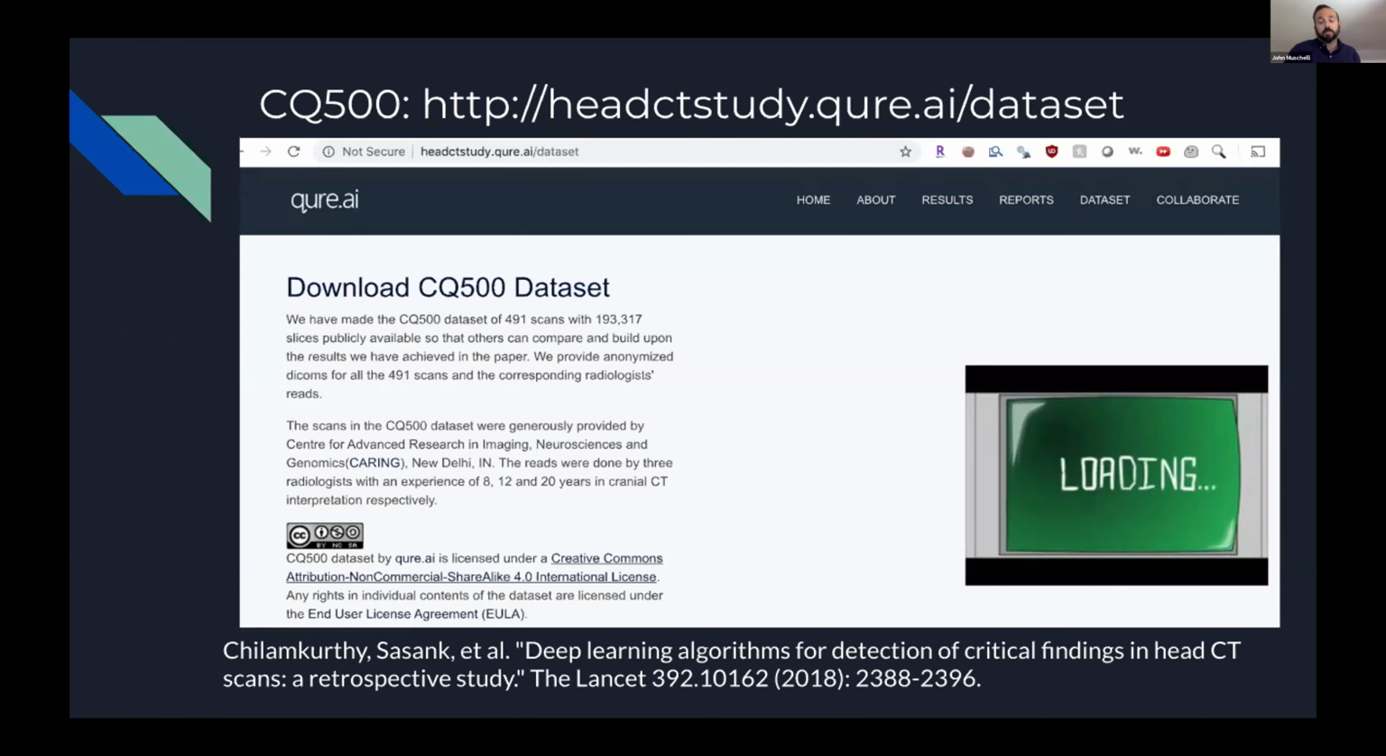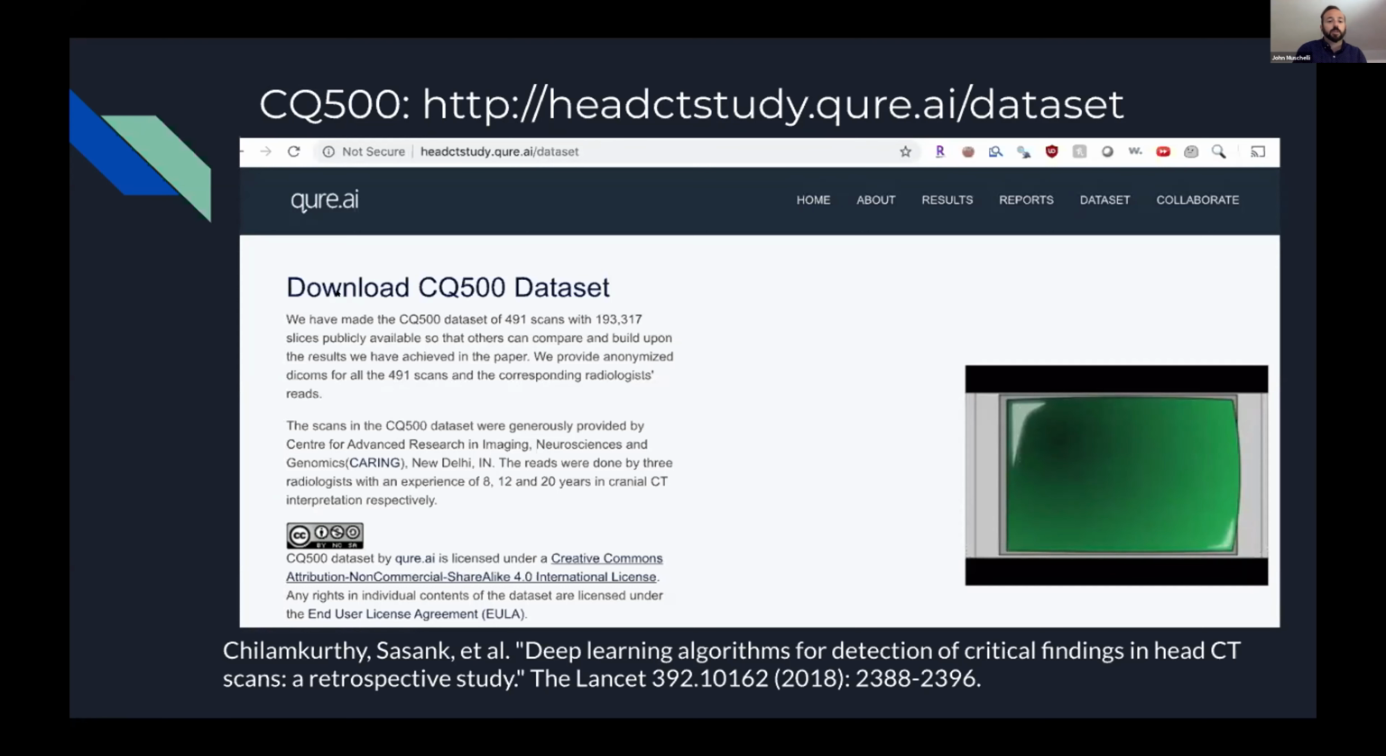And that's problematic because there are a lot of sharing issues. It depends on how they were consented. So there was this really landmark paper that came out in 2018 that had over 300,000 CT scans analyzed, which is an astronomical number in this field. They were a group out of India, and they were using convolutional neural networks to try to identify pathology.